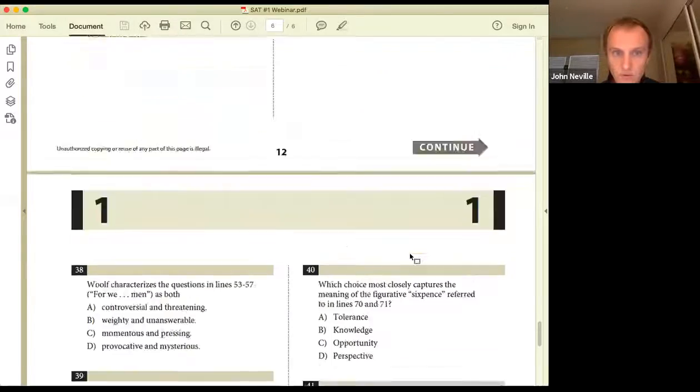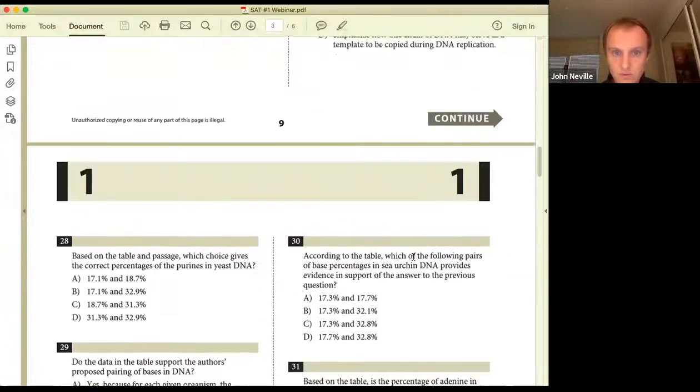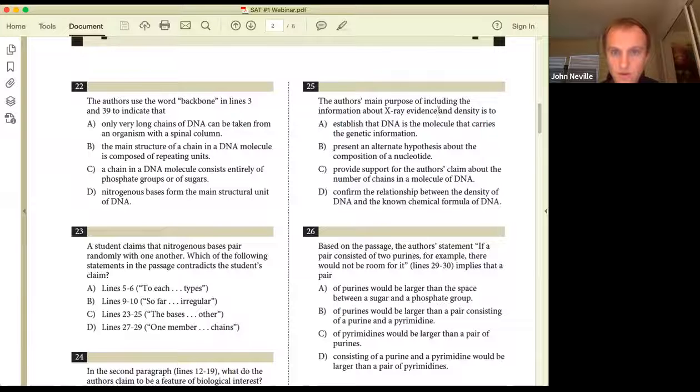Just to give you another example here, this looks like a main purpose or main idea question, but then it says of including the information about X-ray evidence and density. So it's not actually saying what is the main purpose of the whole passage. It's actually saying what is the purpose of using those mentions. Well, does it make sense to look for density? I mean, maybe, but probably not.